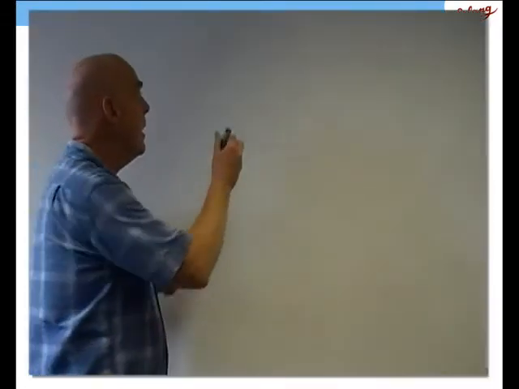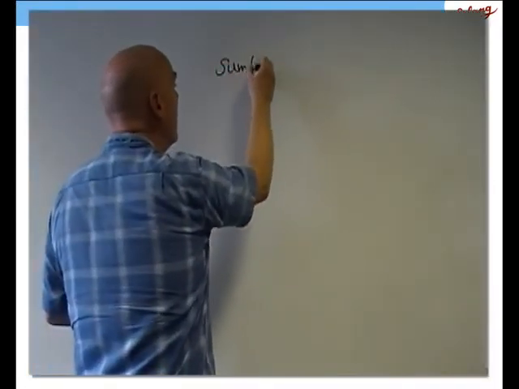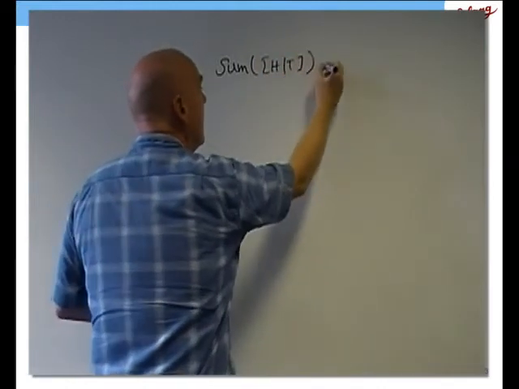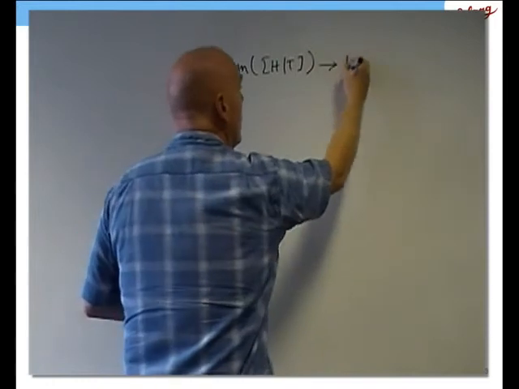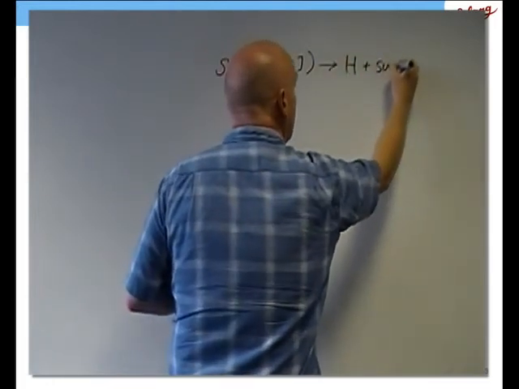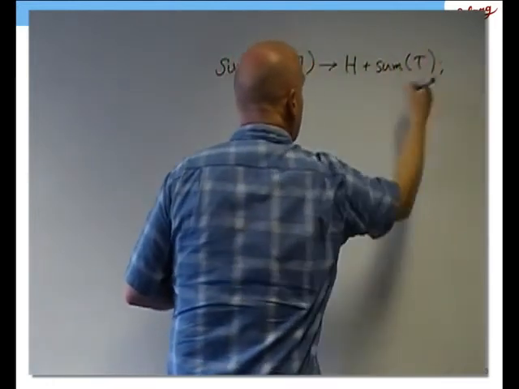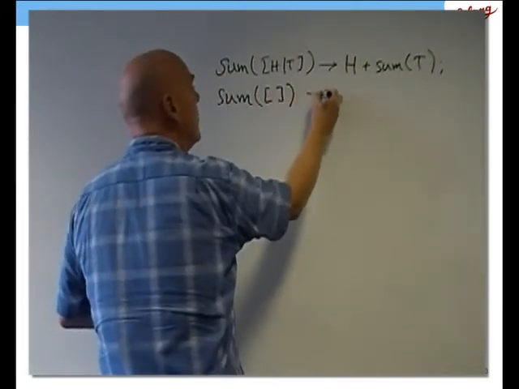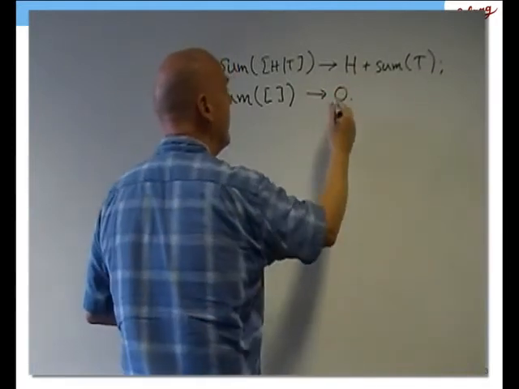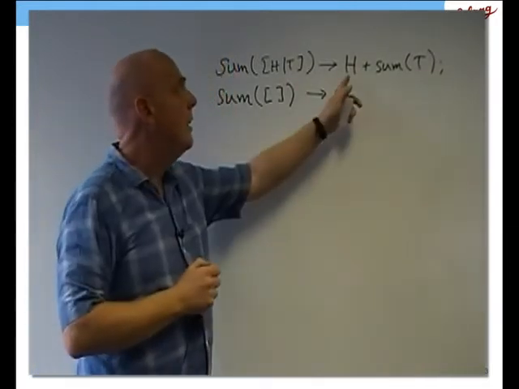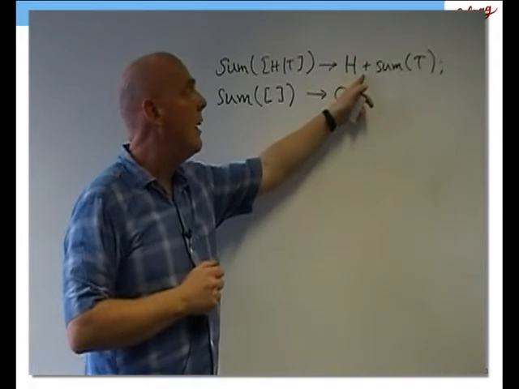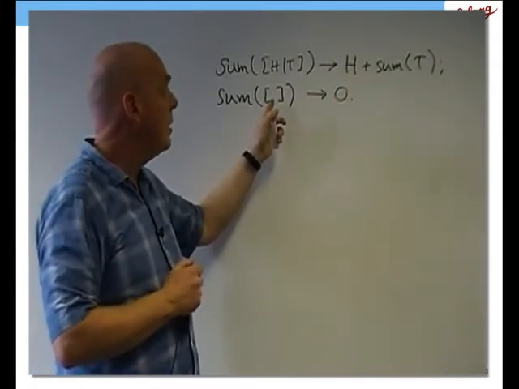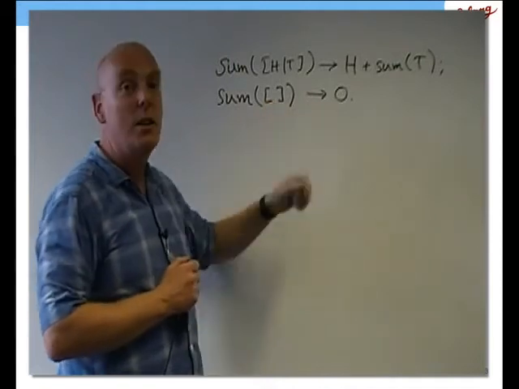So what we have here, I'll just echo this on the whiteboard. In the case that we have a non-empty list, what we say is take the head of the list and add it to the sum of the tail. And in the second case, we say the sum for an empty list is 0.